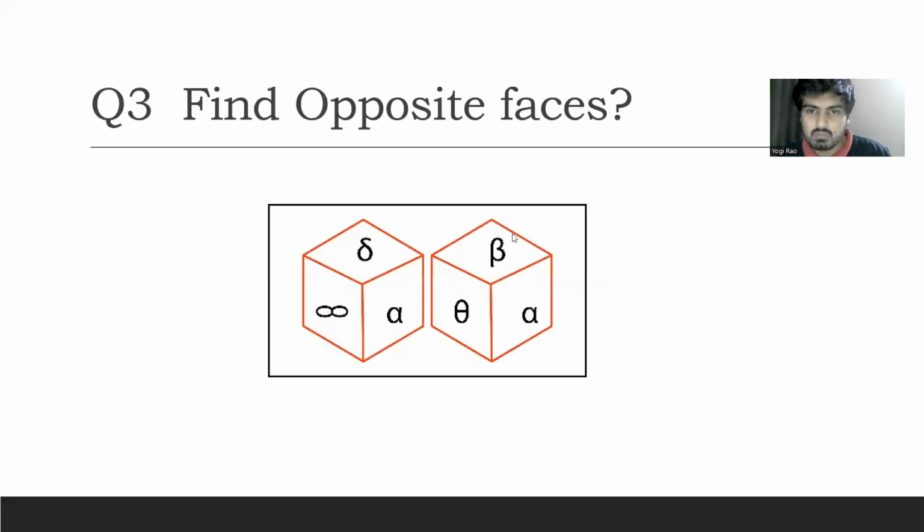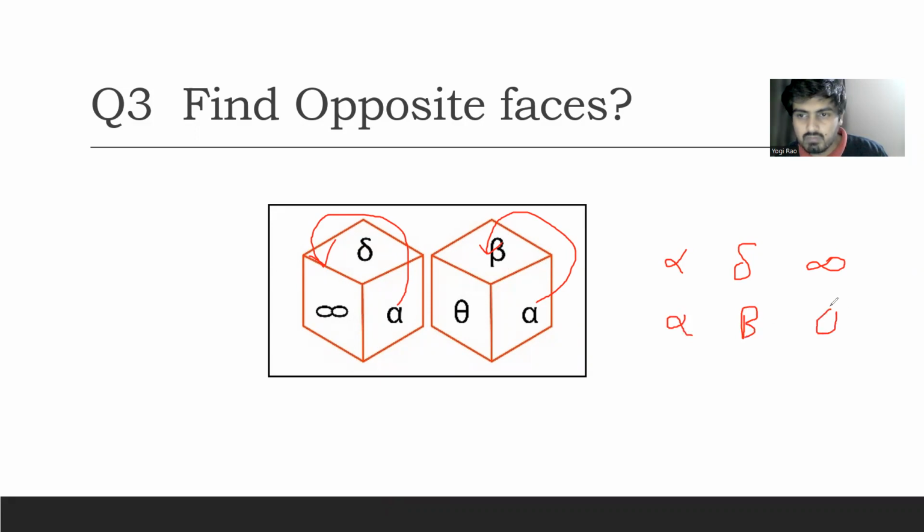Coming to the third question, we will follow the same rule. Either go clockwise or anti-clockwise. Last time I went clockwise. This time I will go anti-clockwise. Same with the second dice, anti-clockwise. So first we have alpha, then we have delta, then we have infinity. For the second dice, we have alpha, we have beta, and we have theta. So theta is opposite of infinity and delta is opposite of beta, and we don't have the sixth element, so alpha will remain alpha.